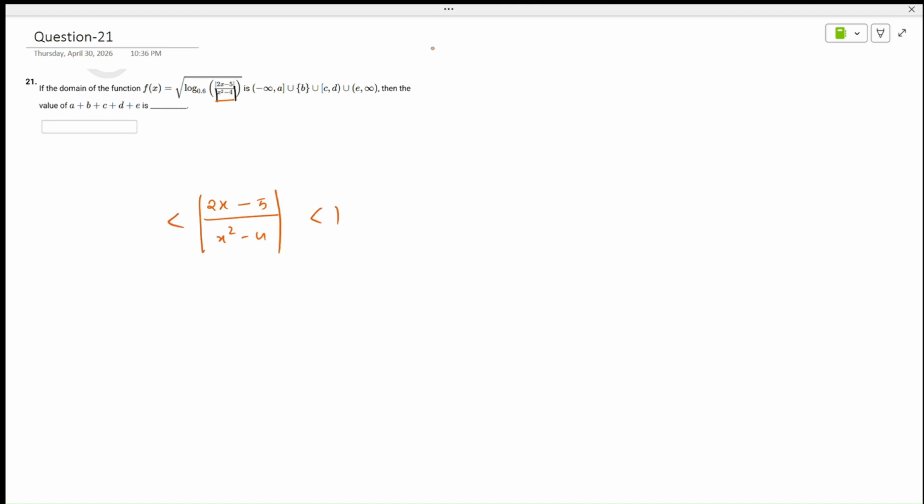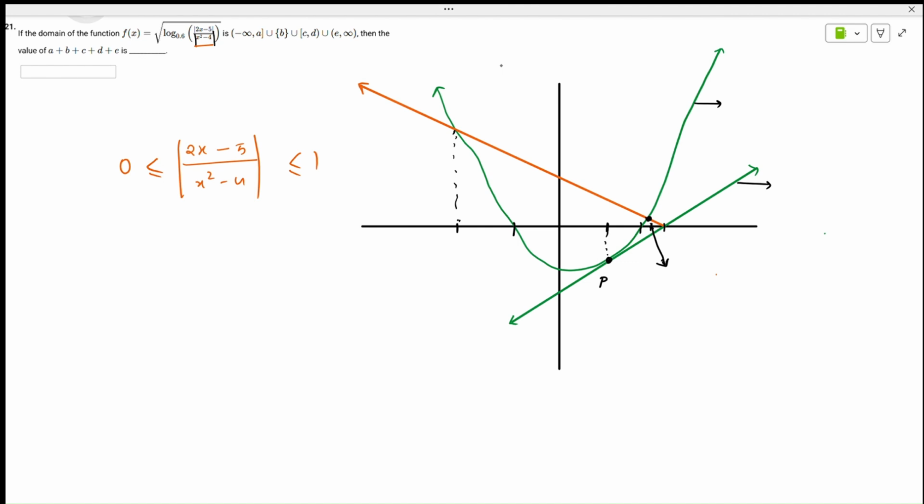Since it is modulus, it should be greater than 0. It can be 1 and it can be 0. Now the numerator represents a line and the denominator represents a parabola. So let me quickly draw the graph of this. I drew the orange line which represents negative of 2x minus 5, and this line represents 2x minus 5, and this parabola is represented by x square minus 4.